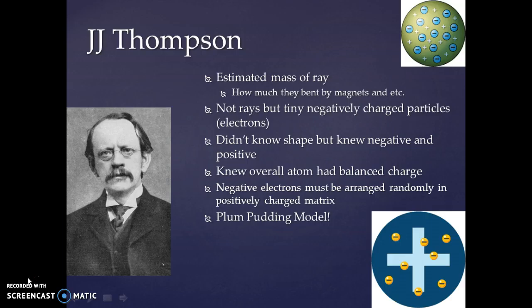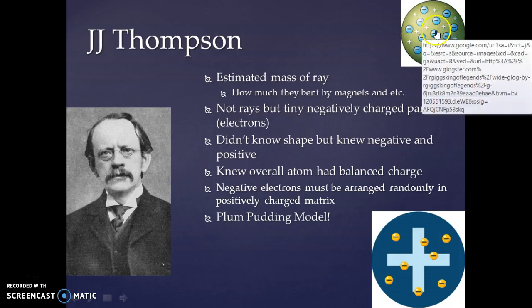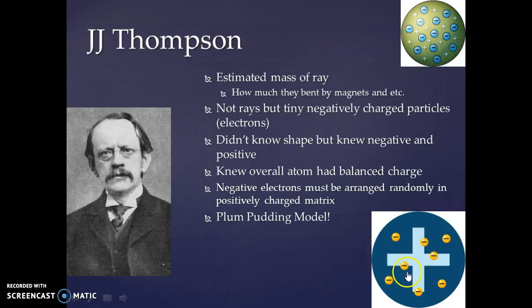And J.J. Thomson was next, and he pretty much estimated the mass of the ray through how much they bent through magnets, the attraction of the magnets, and he discovered that they were not only rays, but tiny negatively charged particles called electrons. And he didn't really know the shape, but he knew that they were negative and positively charged, and knew the overall atom had a balanced charge. And negative electrons must also be arranged randomly in the positively charged matrix, and all this led him to creating the plum pudding models that are shown here.